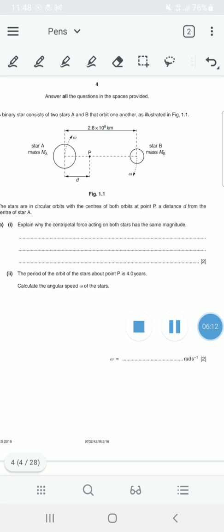Then part 2: the period of the orbit of the stars about point P is 4 years. Calculate the angular speed omega of the stars. So this should be easy for you because this is coming from a direct question. If you have difficulty remembering what it is about, let's go and look at the textbook.